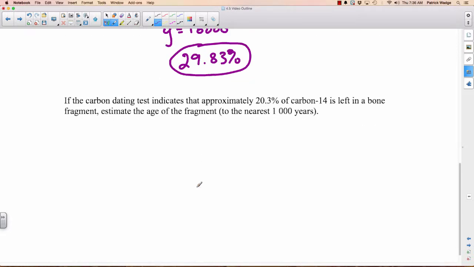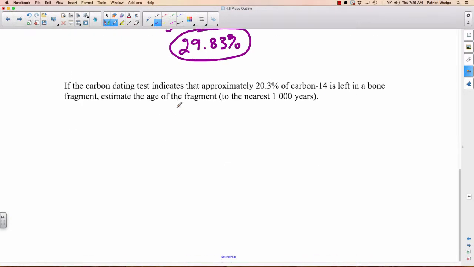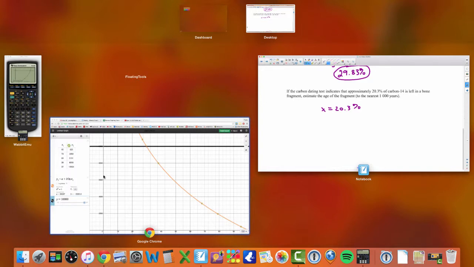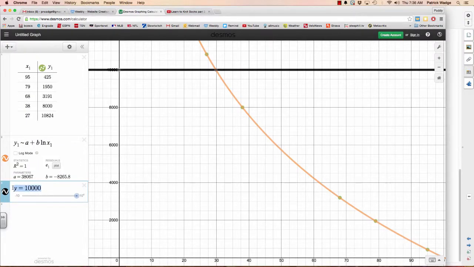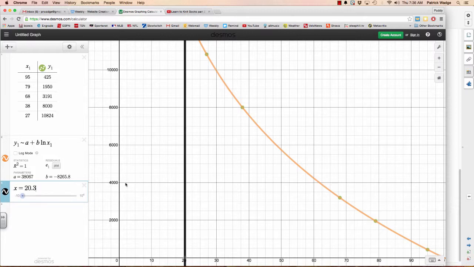Last question, if the carbon dating test indicates that approximately 20.3%, well, percent is the x, so x is 20.3%. We want to know what the y is. We want to know how many years old, or the age of the fragment. So we go to Desmos. We want to know when x, so I could just change this one, x equals 20.3. Now we get a vertical line.